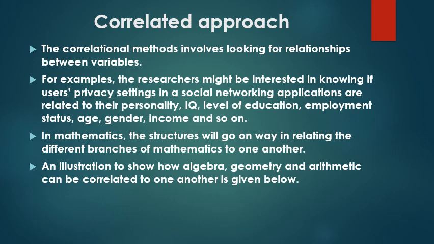Correlated approach. The correlational method involves looking for relationships between variables. For example, researchers might be interested in knowing if users' privacy settings in social network applications are related to their personality, IQ, levels of education, employment status, age, gender, income, and so on. In mathematics, the structures will go a long way in relating the different branches of mathematics to one another, and illustrations to show how algebra, geometry, and arithmetic can be correlated to one another.